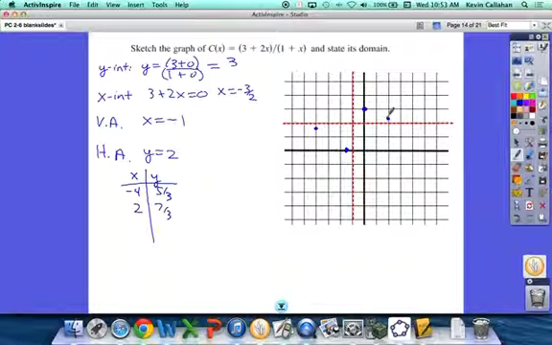Okay, and then what do we expect the graphs are doing as they approach the vertical asymptote? They're going to veer off towards infinity or negative infinity, right? And as x becomes really large, it's going to approach the horizontal asymptote. So sketch the graph.